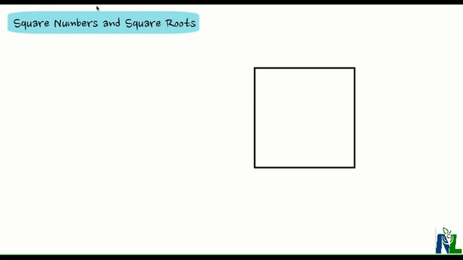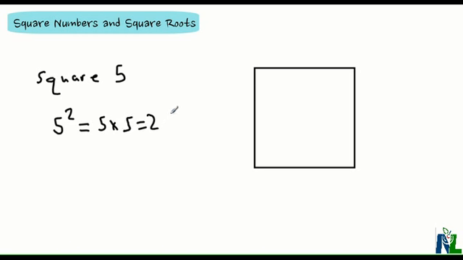So let's square 5. What this tells me to do is to do 5 squared like that. So 5 squared is 5 times 5, or 25.